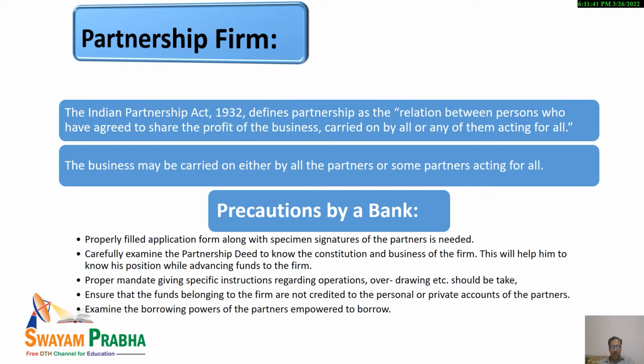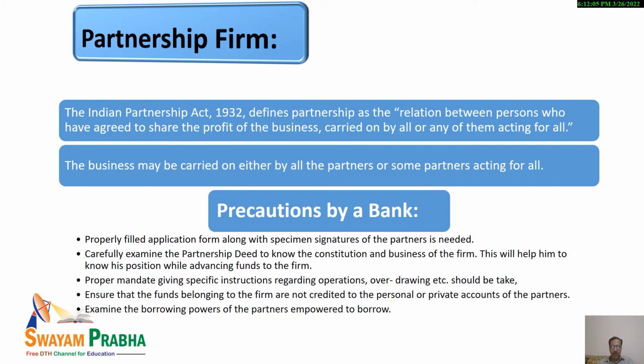Again, who will be dealing, who will be authorized, who will be issuing the checks. So all these activities will have to be taken into account, and the main information will be available from this partnership deed. Or otherwise, in case some extra information is needed, the bank must ask the authorized person or partnership firm to provide that.